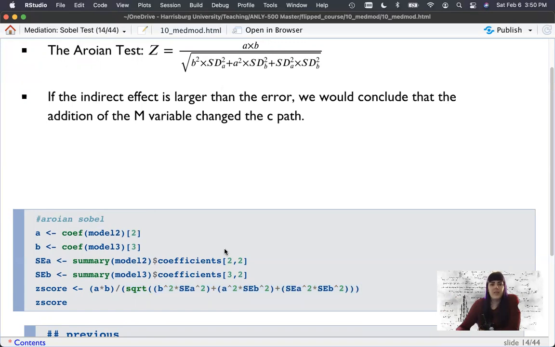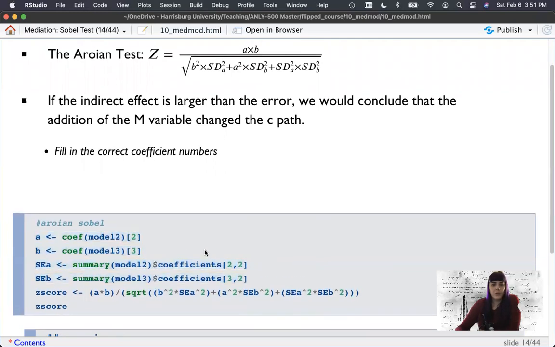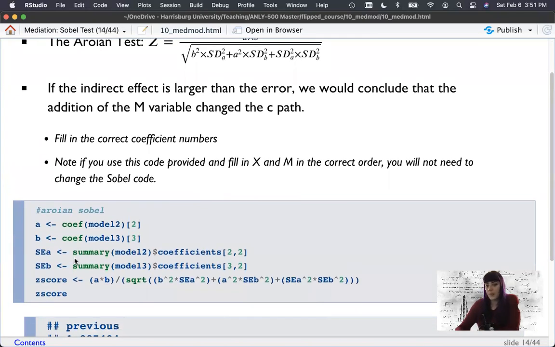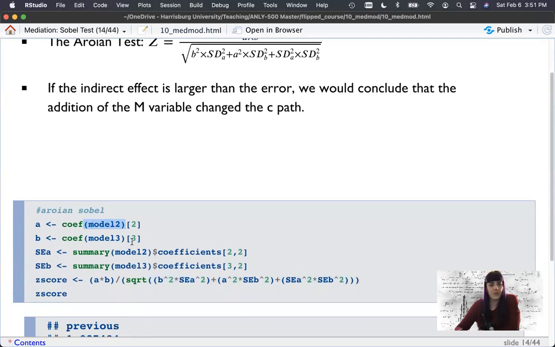So if the indirect effect is larger than our error, if our signal is larger than our noise, we would conclude that the addition of the mediator variable changed that C path by forcing it through A and B instead. So we would just fill in our numbers. And honestly, as long as you put your equations in the same sort of order that I did, you won't need to change this code. So what the heck does that mean? Well, see here, I have coefficient of model two, number two. Remember, the coef function just provides us the coefficients printed out.